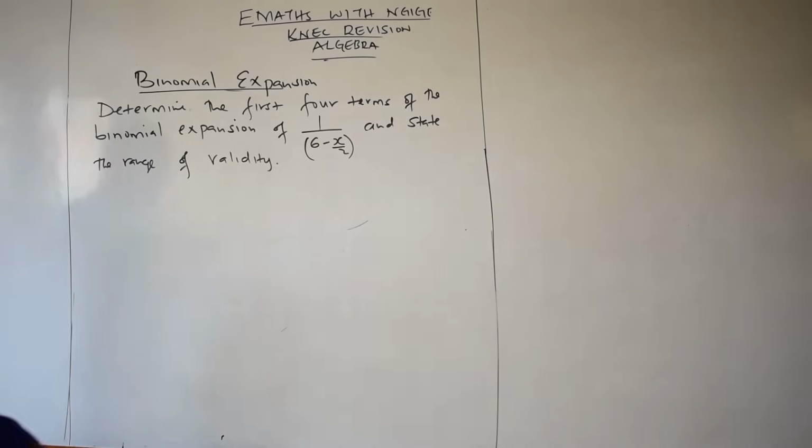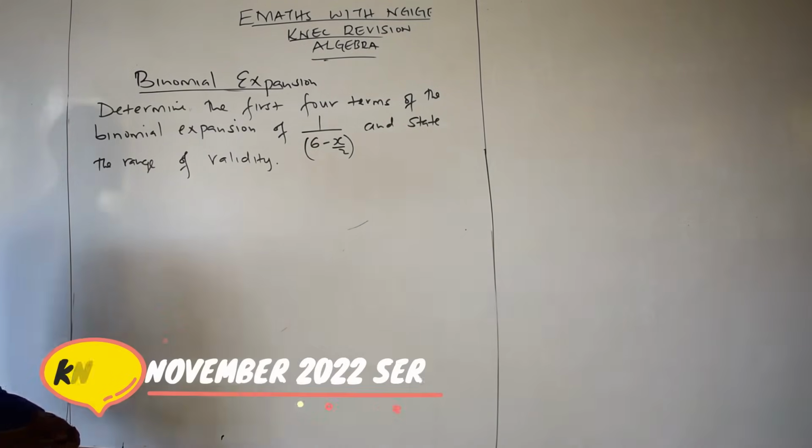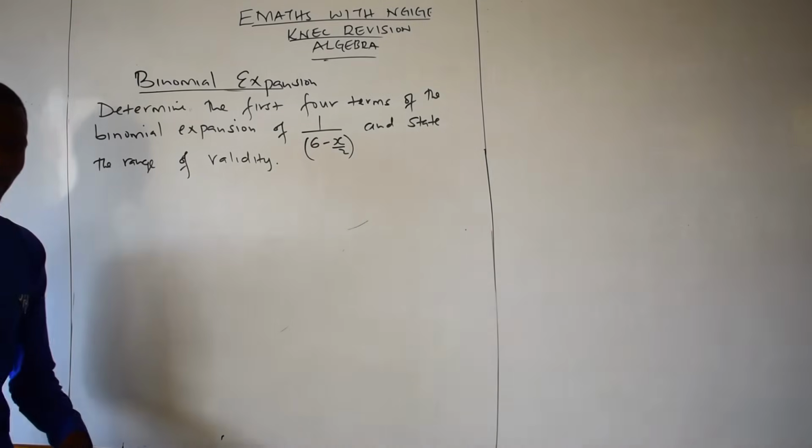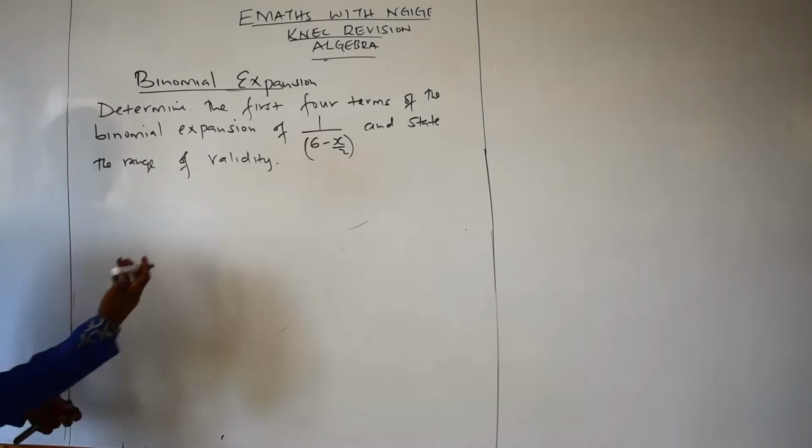So therefore the root of 63 over 65 is just 0.98445. Another example. Determine the first 4 terms of the binomial expansion of 1 over 6 minus x over 2 and state the range of validity. So therefore our solution.